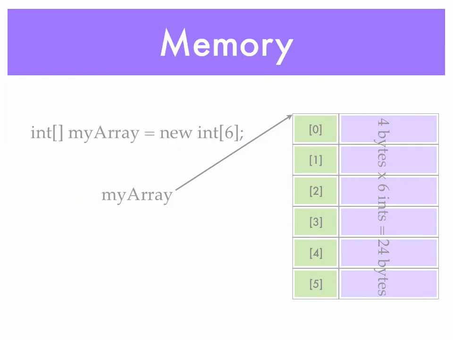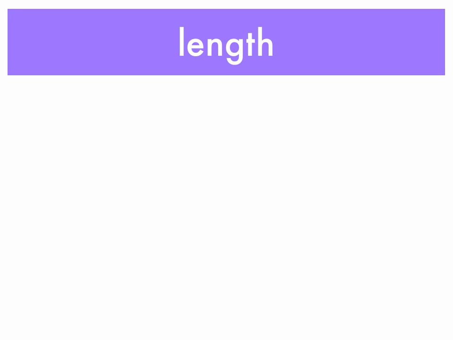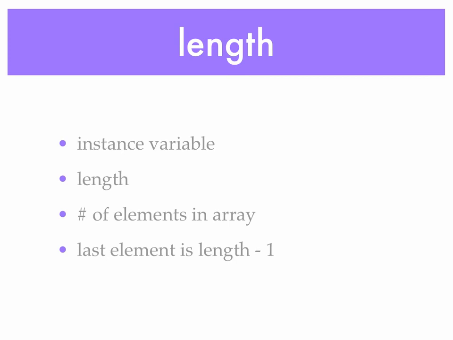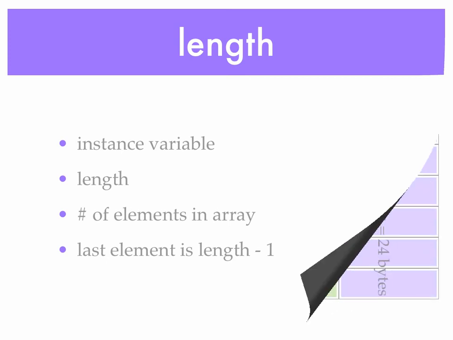Now remember, my memory always has enough space to hold the items that are of the type declared. So here I've declared my array of type int, its size 6, that's what I have in memory, 24 bytes. The length of my array, remember, is an instance variable, and the instance variable is called length. It's the number of elements in an array, and the last element is always length minus 1.